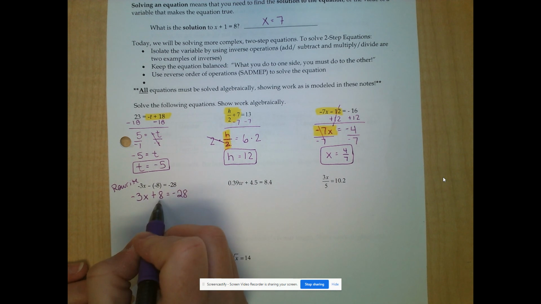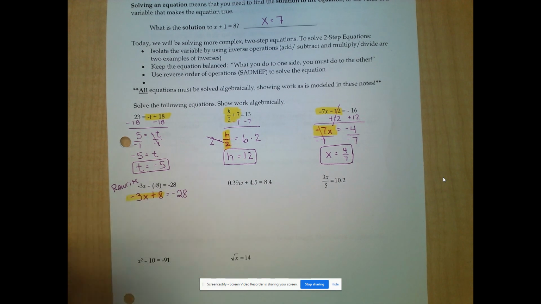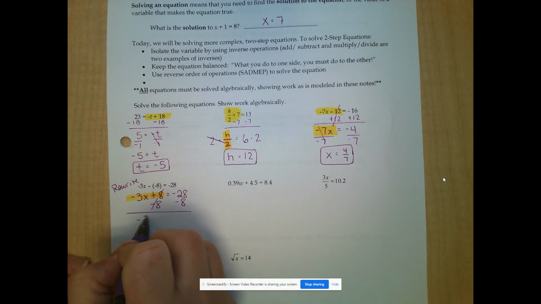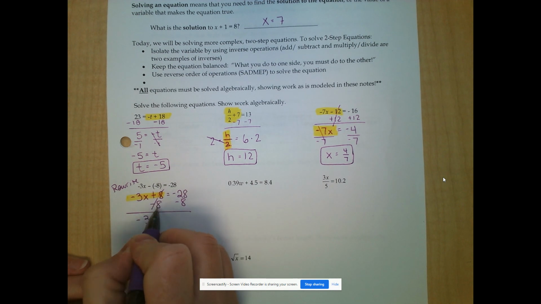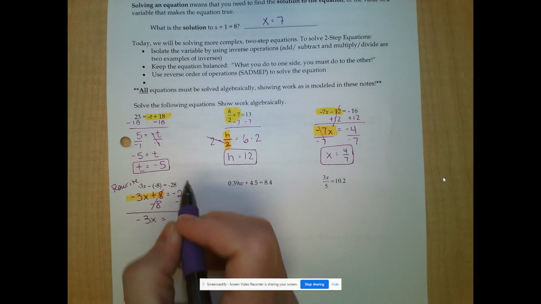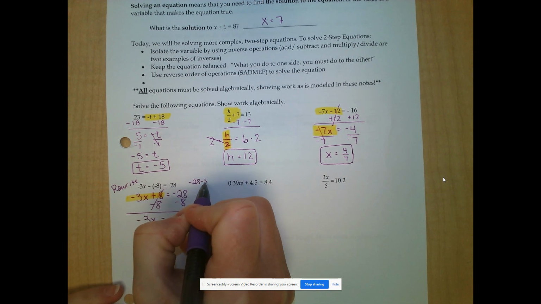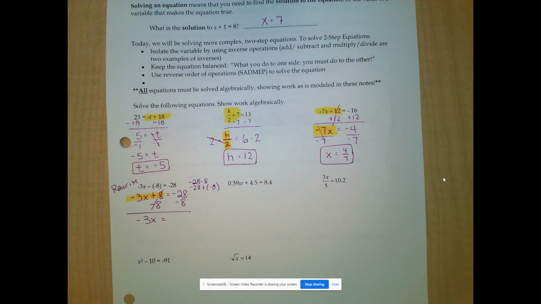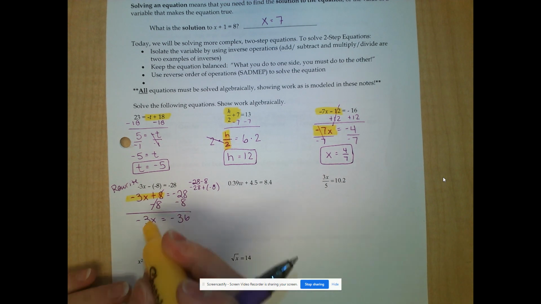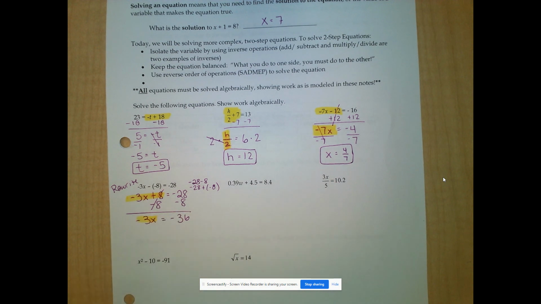The inverse of adding 8, because I'm looking at this side with the variable, would be to subtract 8 from both sides. Negative 3x, these cancel each other to be worth 0, equals negative 28 minus 8. If you want to rewrite it, negative 28 plus negative 8, you're saying I'm at negative 28, in the negatives, and I'm going to go down by 8 more. That's negative 36.